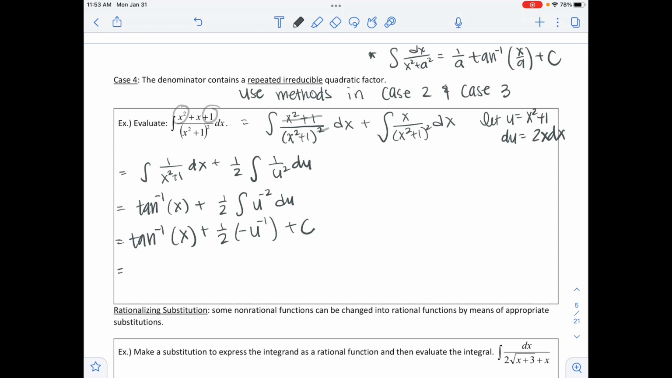I need to go ahead and back sub in. I'm also going to flip and put the u in the denominator. So we have minus 1 over 2, and it should be u, but u is the same thing as defined way over here as x squared plus 1.